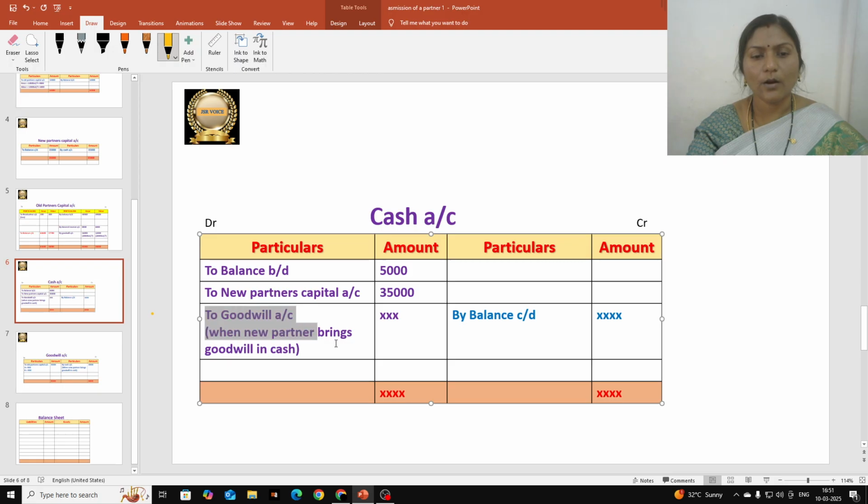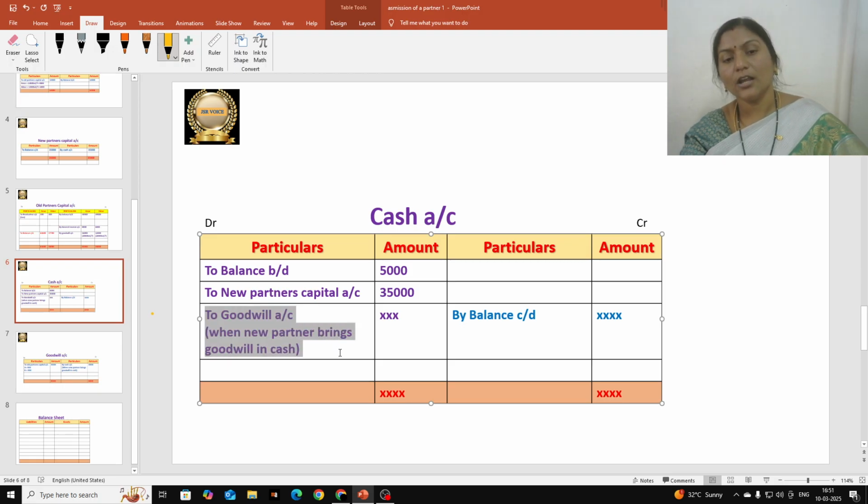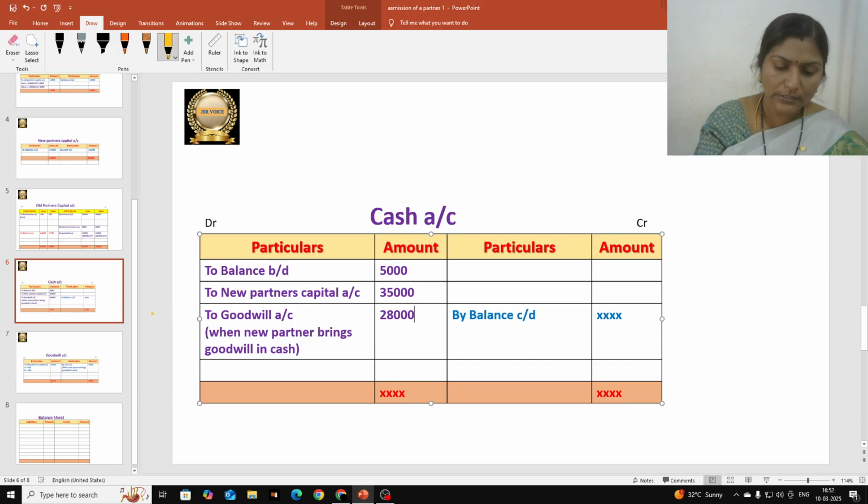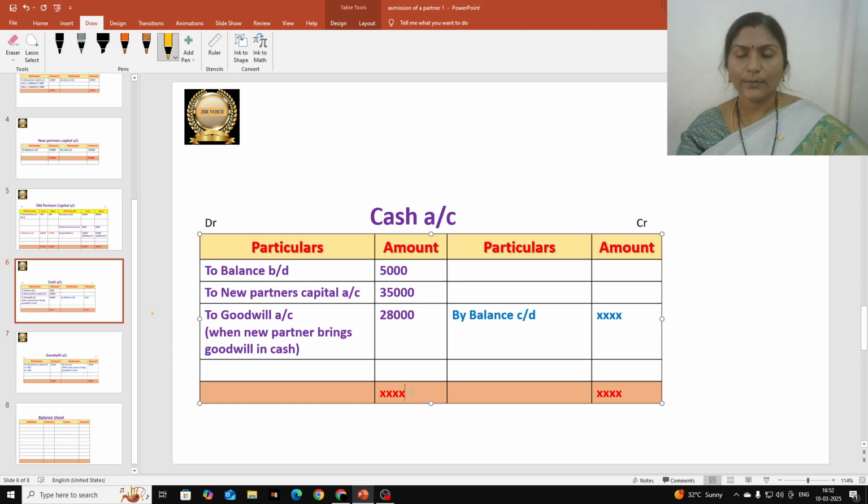Next, to goodwill account. When new partner brings goodwill in cash. So if new partner brings goodwill in the form of cash, then only you record here in this account on the debit side to goodwill account. Otherwise don't record it. Okay, so in this problem, new partner Anthony is bringing goodwill also. So you can write here how much he is bringing. 28,000. Let us write 28,000. So all three items we recorded. Okay, now let us total it. So 5,000 plus 35,000 plus 28,000, we will get how much? 68,000. Debit side only it will be more. Okay, always. So 68,000 we record both the sides in total, students.